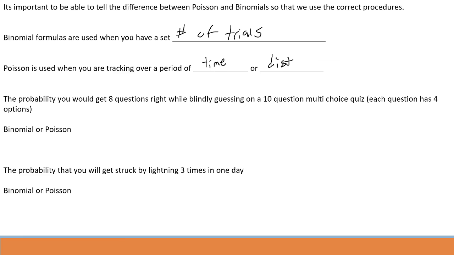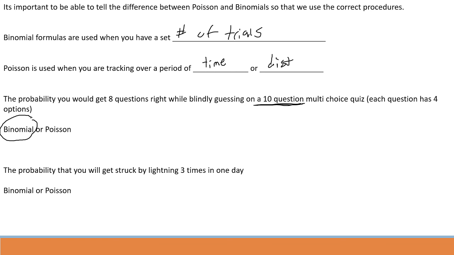It's like here. What's the probability you'll get 8 questions right on a 10-question quiz? Well, a 10-question quiz means you have 10 tries to get a question right. You have 10 different tries you're going to be doing. That's going to be a binomial because you have a set number of trials, 10. 10 questions to answer.